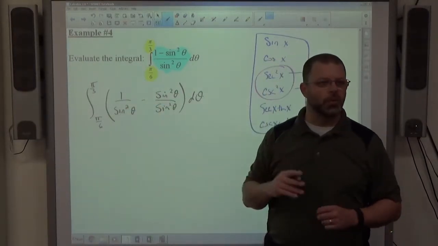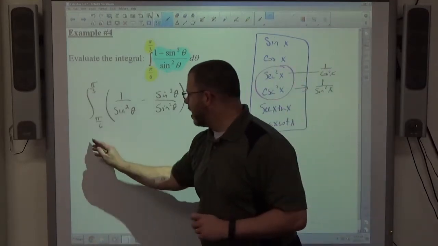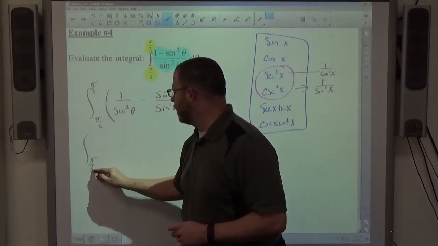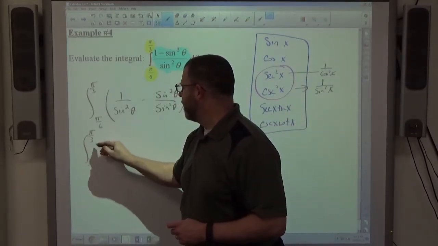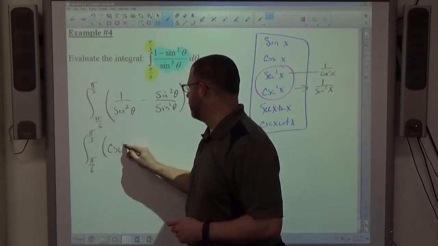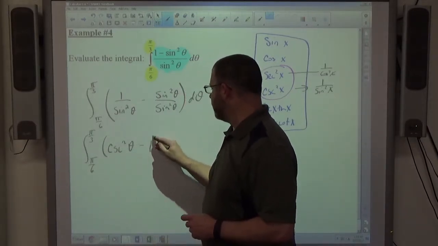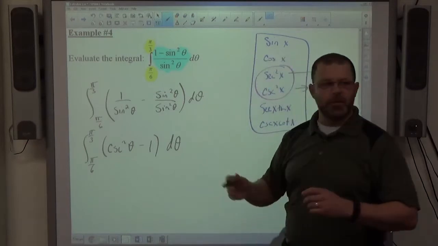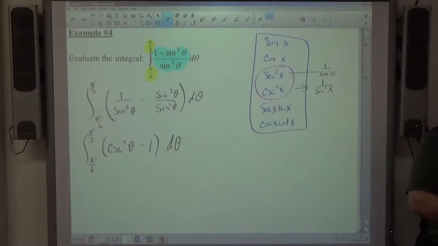Sine squared over sine squared is 1. That's another structure that's easy. So now I'm at a point, pi over 6 to pi over 3 of cosecant squared minus 1 d theta. Now I'm at a point where I can actually anti-differentiate this thing.